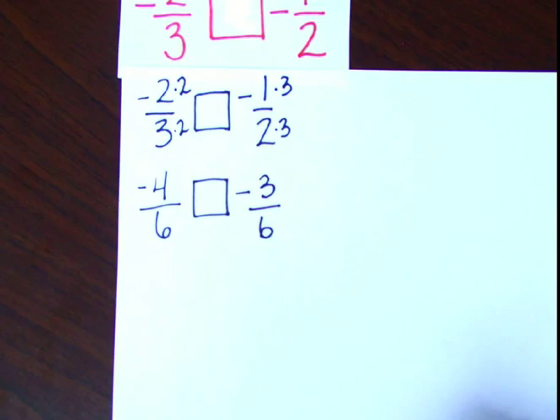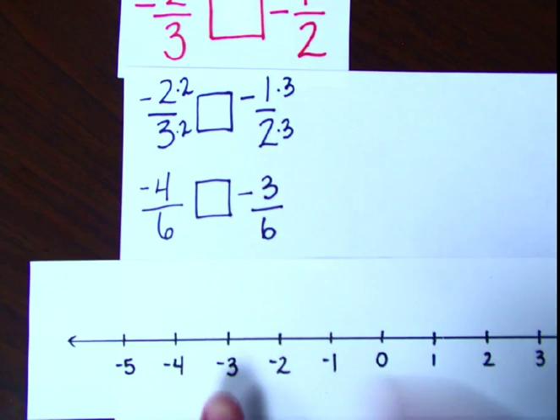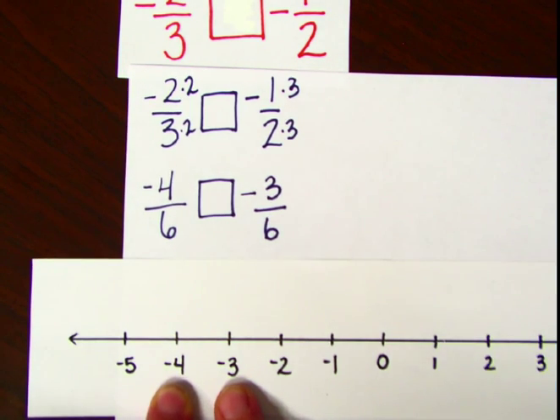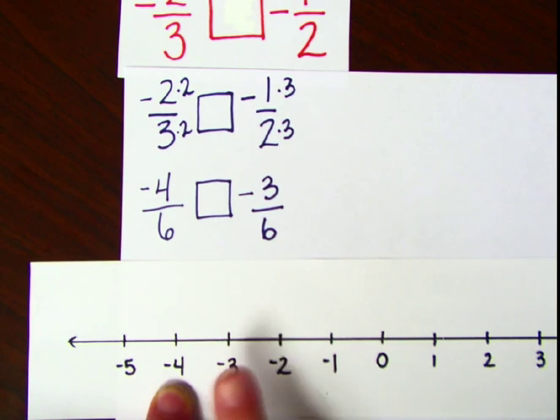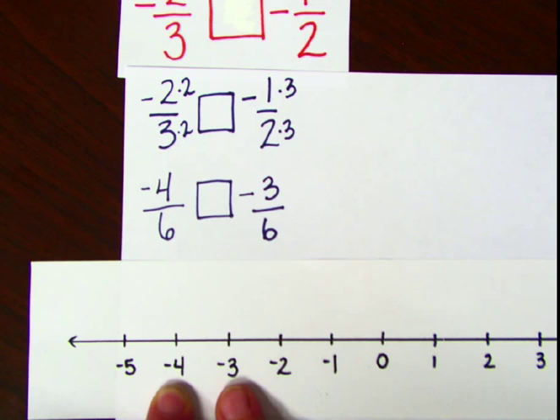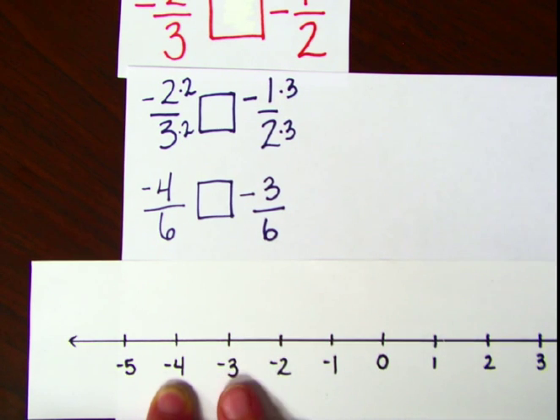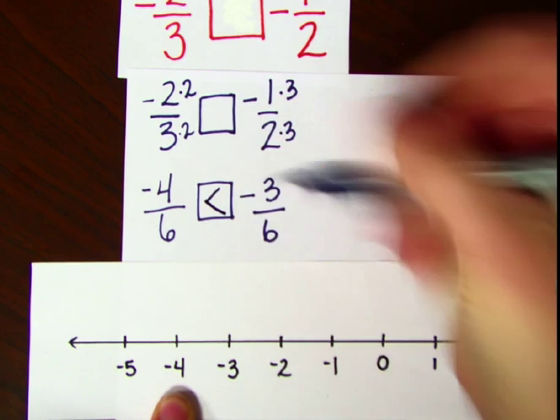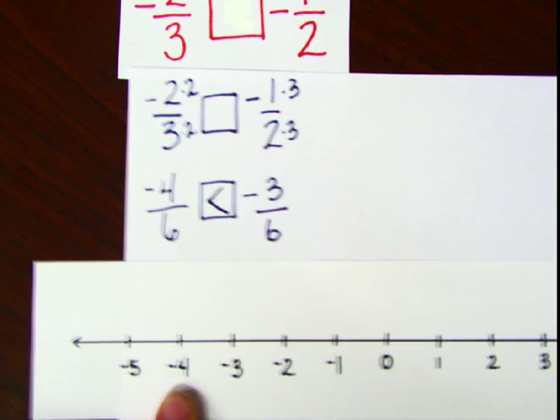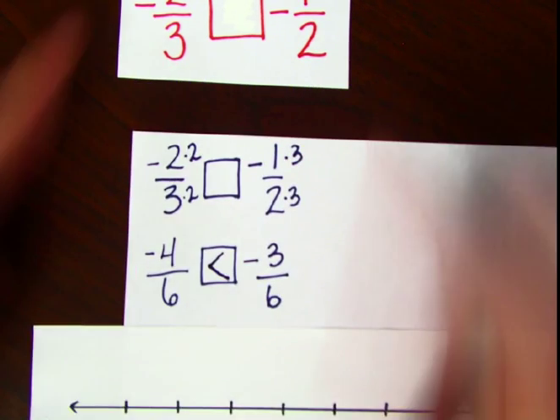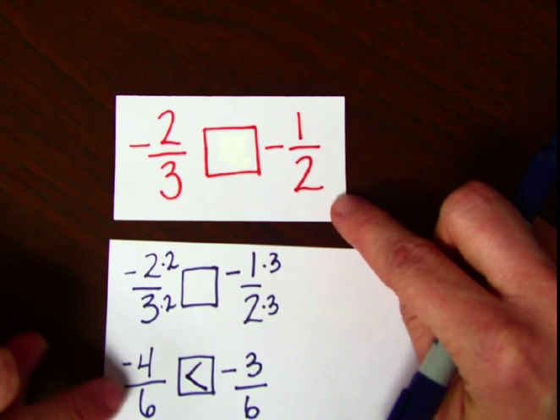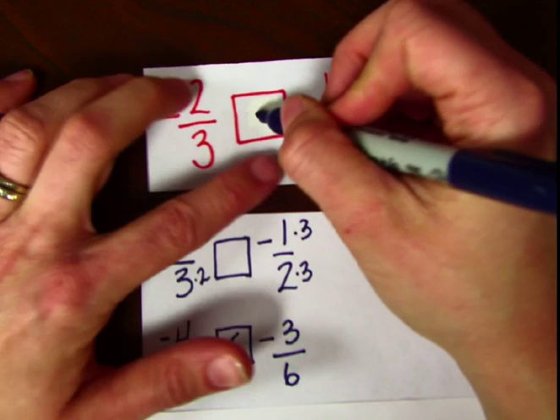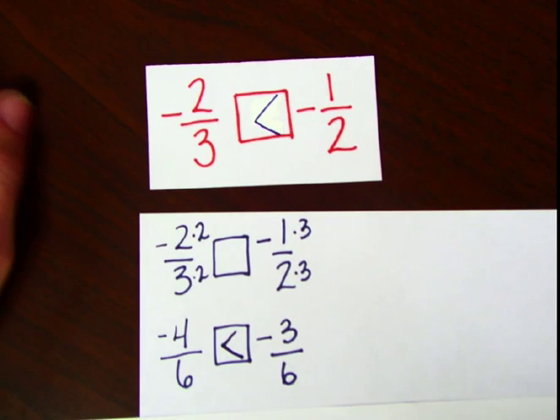Let's take a look at the number line here. They're both negative numbers. I have a -3 and a -4. Remember when you compare negative numbers, the number on the right is always larger. So in this case, -3 is greater than -4. So -4/6 is less than -3/6. If I take that back to my original problem, I know that 4/6 and 2/3 are the same, so -2/3 is less than -1/2.